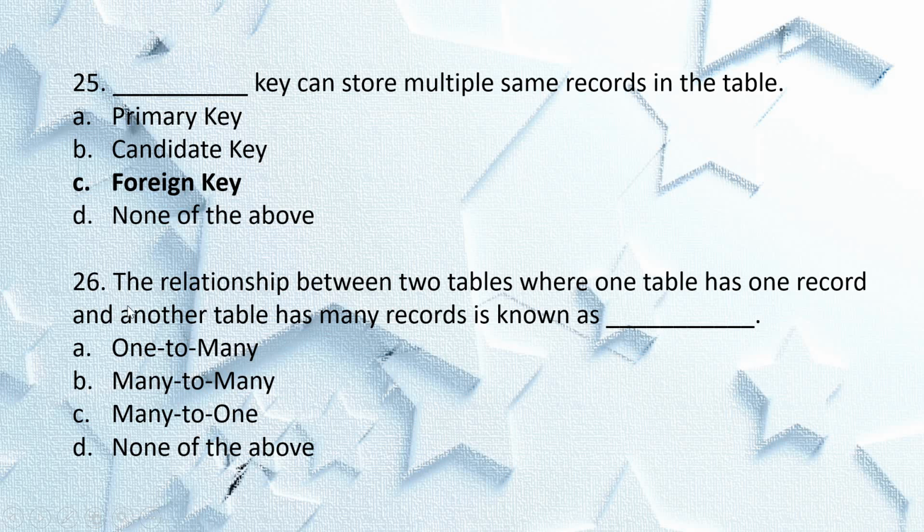26th number, the last question. The relationship between two tables where one table has one record and another table has many records is known as one to many, many to many, many to one, or none of the above. Yes, students, the answer is one to many. One table has one record and another table has many records.